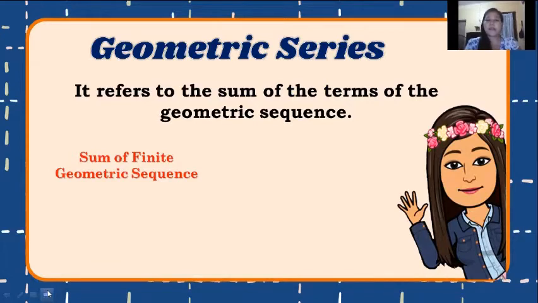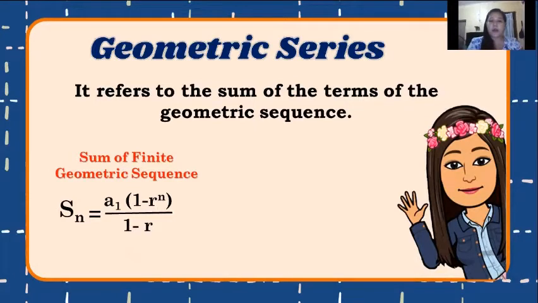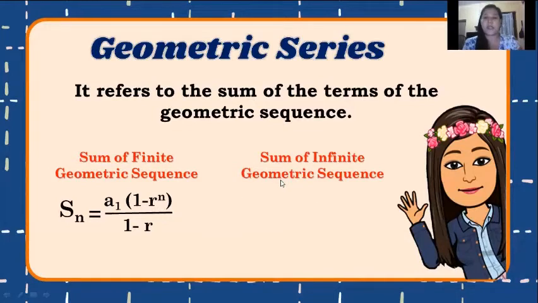So there are two formulas under this. This is the sum of a finite geometric sequence, that is S sub n is equal to a sub 1 times 1 minus r raised to n over 1 minus r, wherein our n here pertains to the number of terms that will be added. Next is the sum of the infinite geometric sequence. The formula will be S is equal to a sub 1 over 1 minus r.